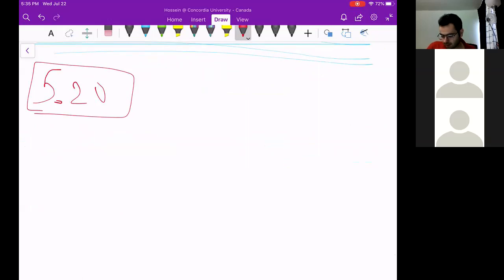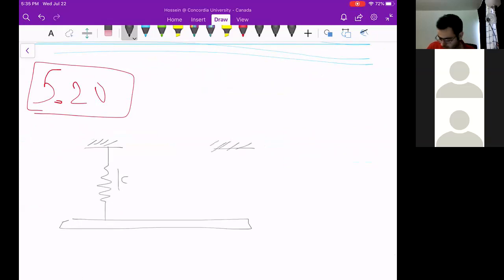It says choose coordinate x for the displacement. So let me plot it first. There is a beam which is attached to a spring K. From the right side, another spring K is attached at the end of the beam. The center of gravity is here, C.